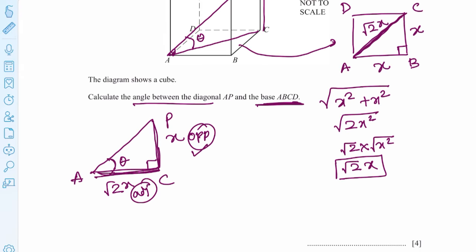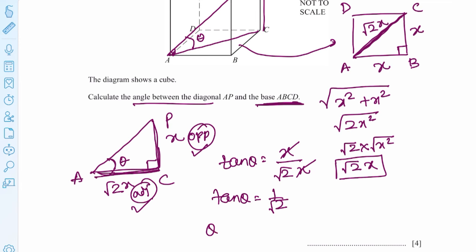Opposite and adjacent deal with tan. So easy. So tan theta equals x over root 2 x. So x gets cancelled. So I can say tan theta equals 1 over root 2, or theta equals tan inverse of 1 over root 2, which is exactly equal to 35.26 degrees. This is the answer for this question. Did you get it? 35.26 degrees. Check these answers, please.